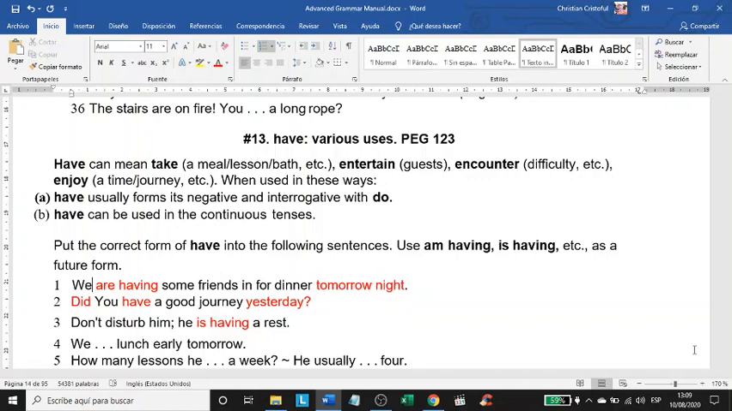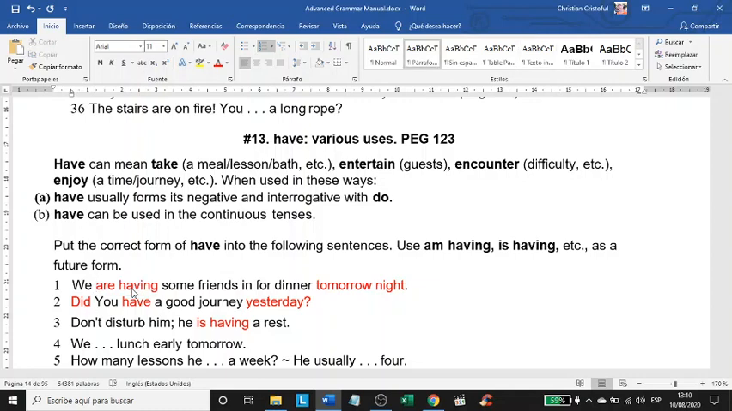So we need to use the present continuous form. We are having some friends for dinner tomorrow night. Remember, the exercise is to use the word have in the correct form. So whenever you have future, then you will not use will, you will not use going to, you will use present continuous. We are having.